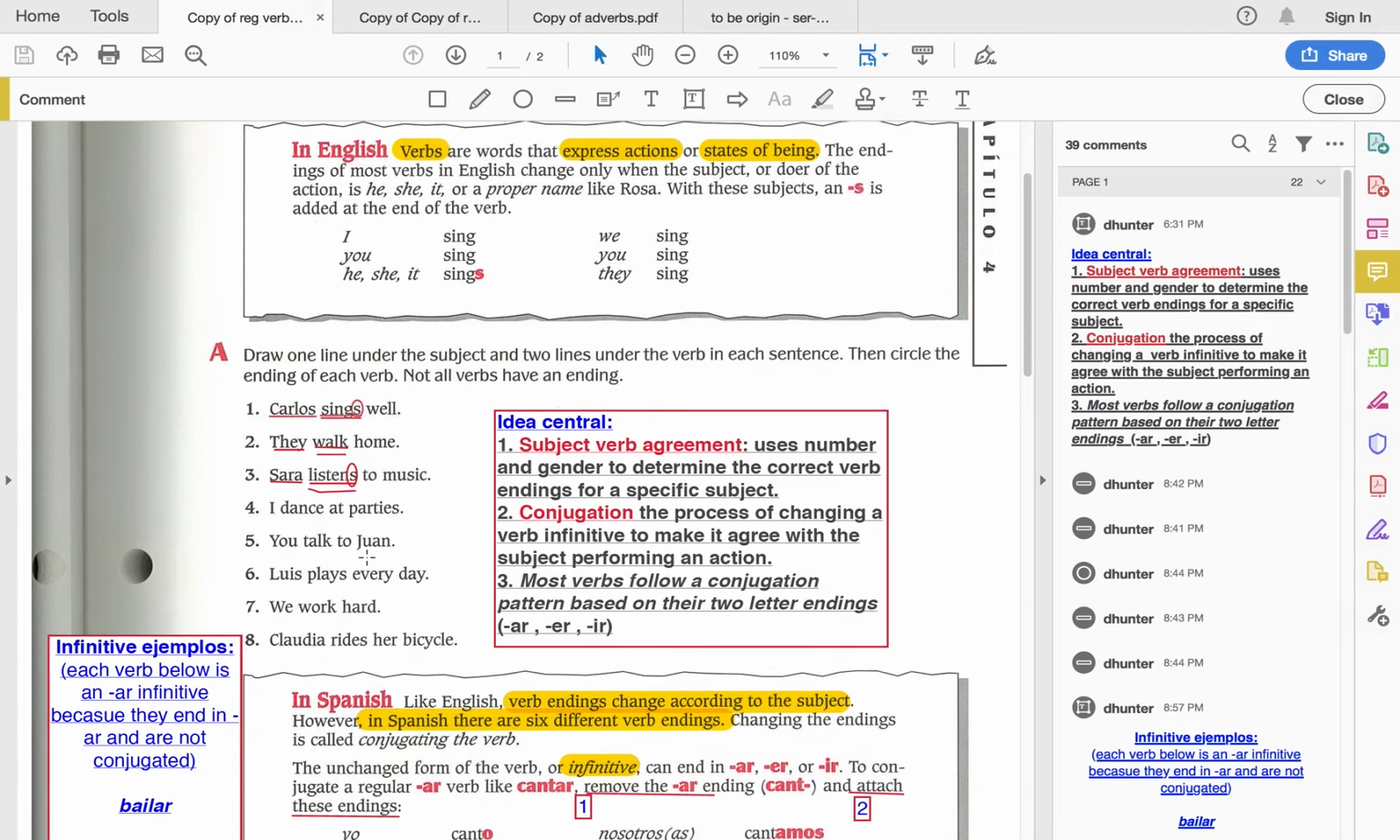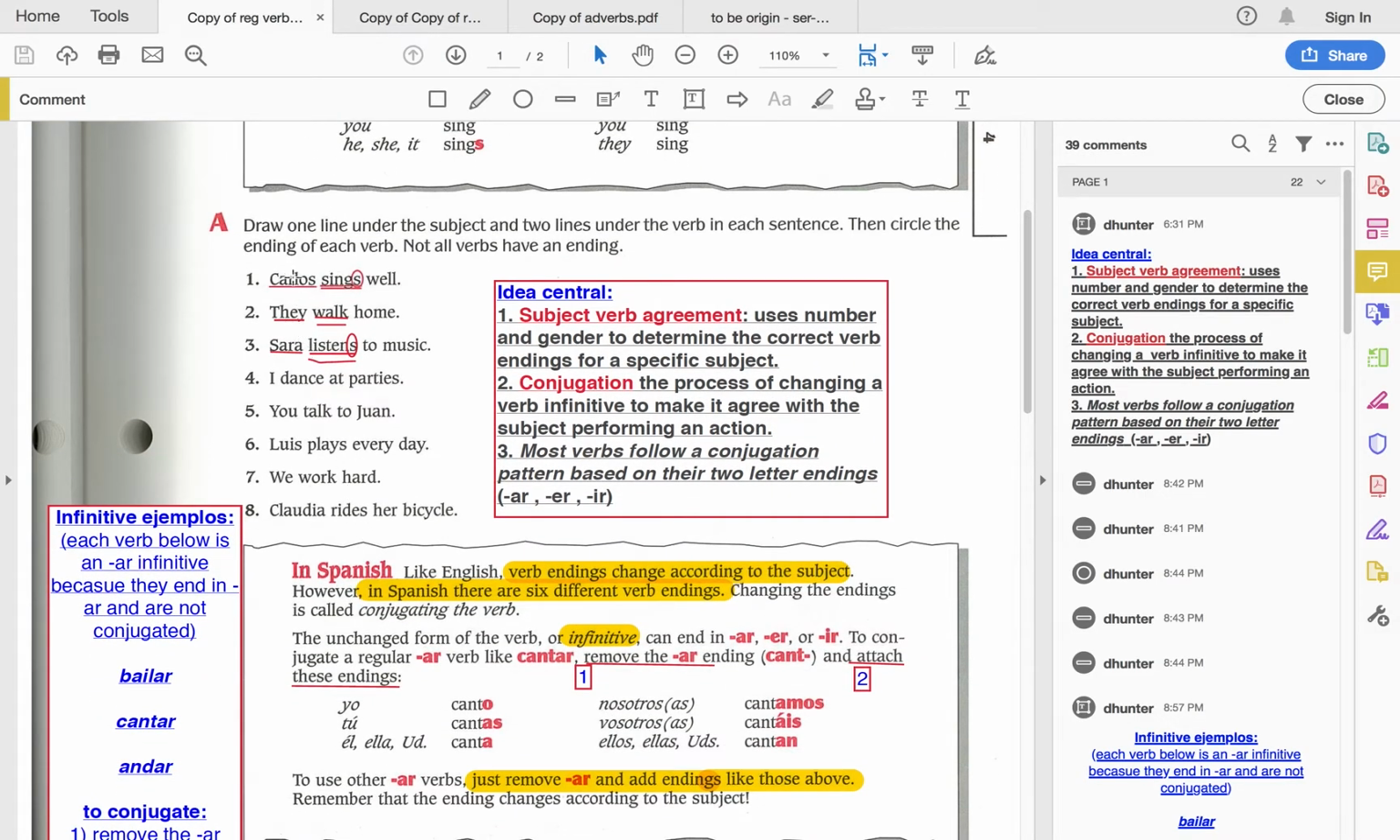Go through some of that practice for level A. Again, we're underlining those subjects, the person, place, or thing doing the action or in a state of being, and then underlining whatever they're doing twice.